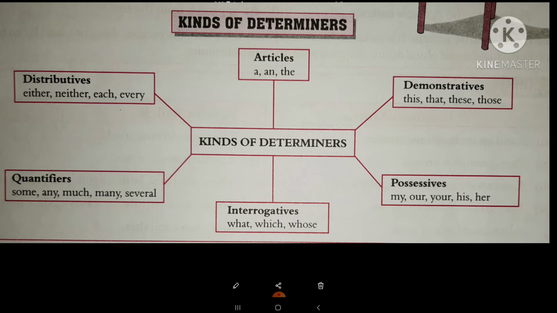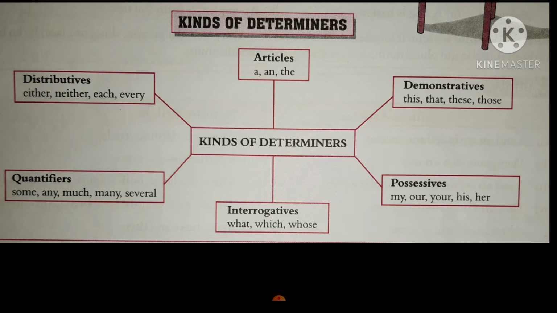Determiners are words that specify a noun and point at it. It will specify a noun in a sentence. And we know nouns are the names of places, objects. It can be an emotion, a feeling or anything like that. That comes under the heading noun. And if we want to pinpoint a noun in a sentence, we need a determiner. So determiners are the words that specify a noun and point at it.